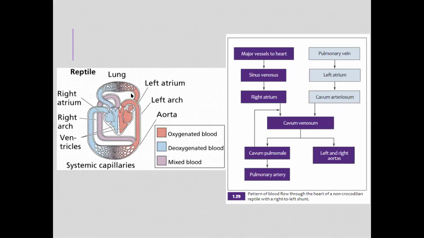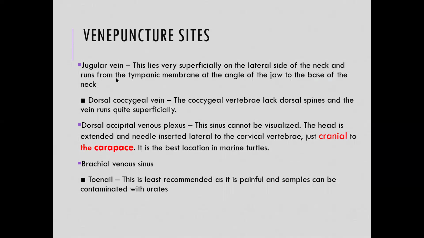Okay, this one I don't think is important enough for you to know. This one is where you draw blood from a turtle. The first one is the jugular vein, located in the neck area.